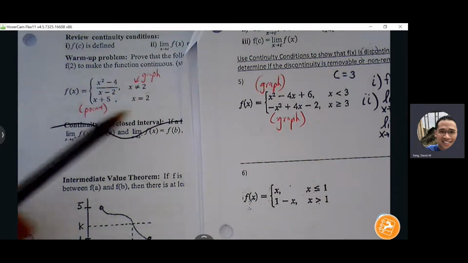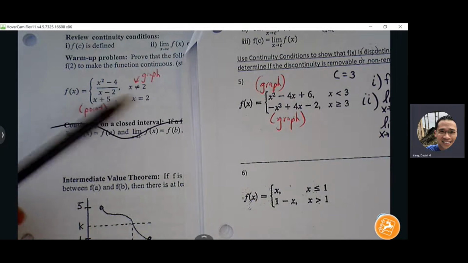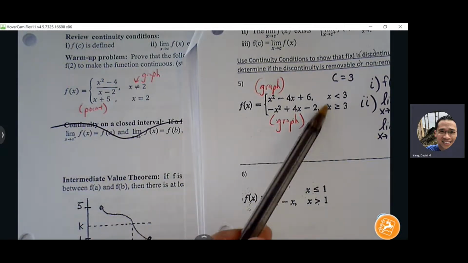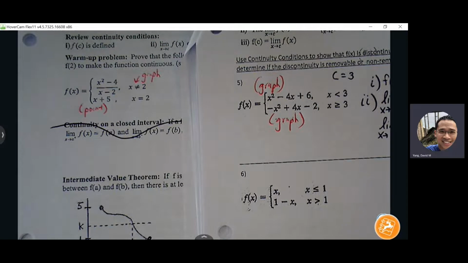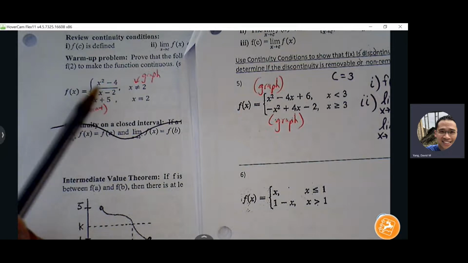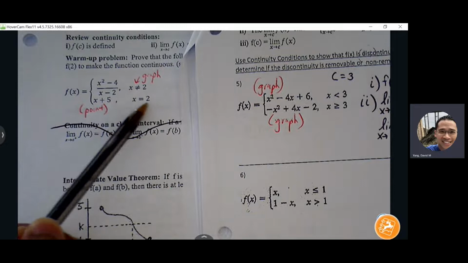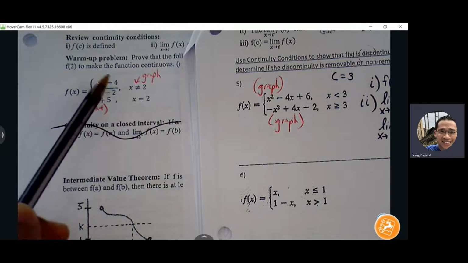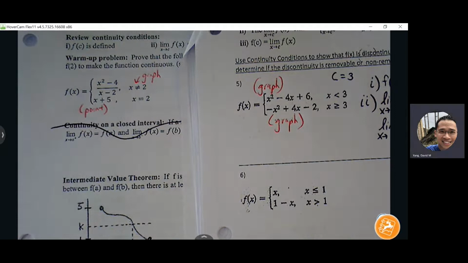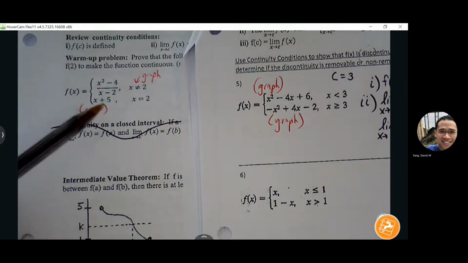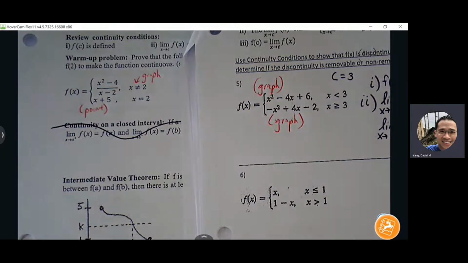Now, this notation looks a little bit more confusing because it doesn't feel as straightforward as this, right? Here you can clearly see I got a graph to the left of 3, I got a graph to the right of 3. But this one is saying the graph is going to be the same on either side of 2, and then there happens to be a point that is defined elsewhere. So this notation does feel a little bit more confusing, but this is the way that it's going to be presented.